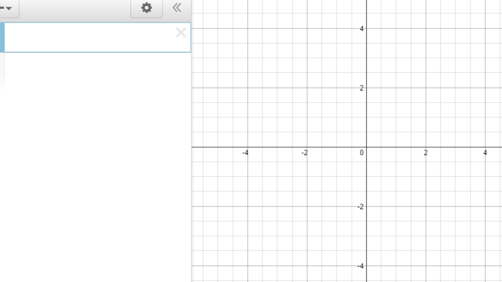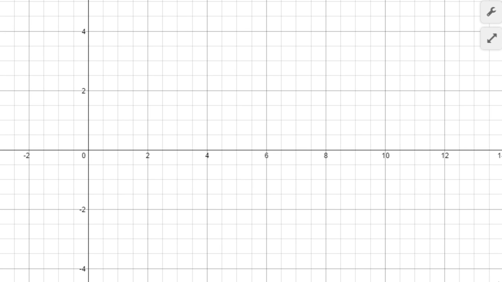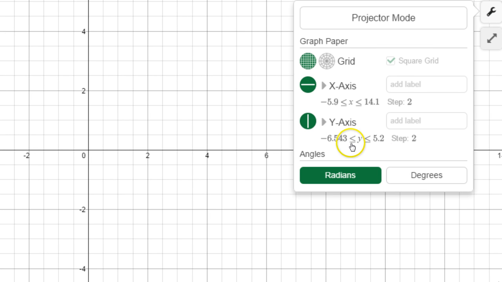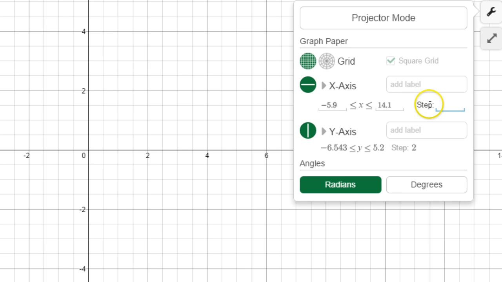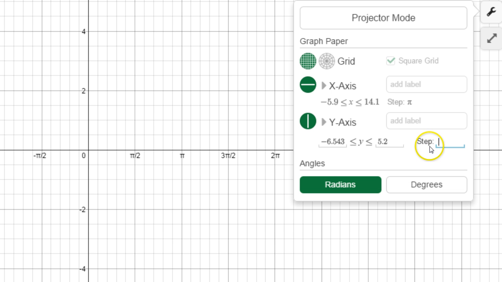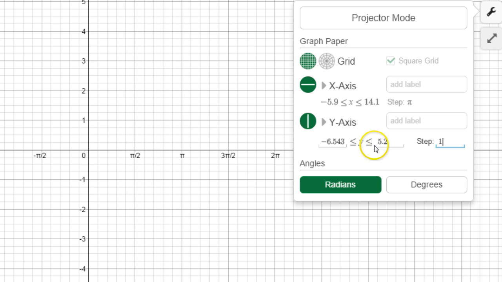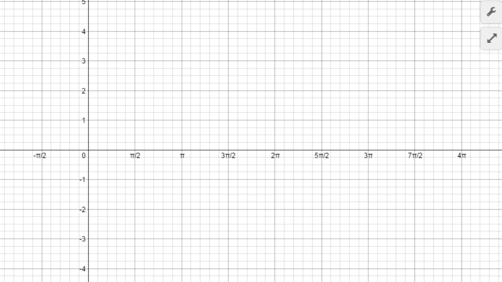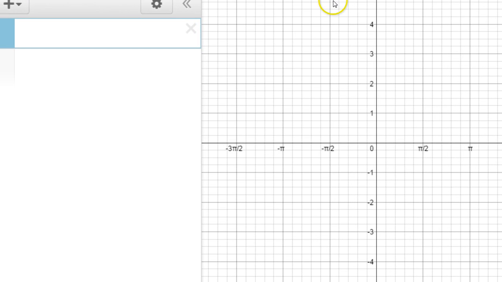Number one thing, you need to go over here to this side and make sure that in the graph settings, the x-axis is in steps of pi, or you can put pi halves if you want, so you can type in pi. Let's just leave it at pi. Leave the y-axis in steps of 1 or 2 or however you want to set it up. Let's make that a 1. Now, you want to make sure your angles are in radians, because if you try to graph this stuff without radians, you're going to make a huge mistake.